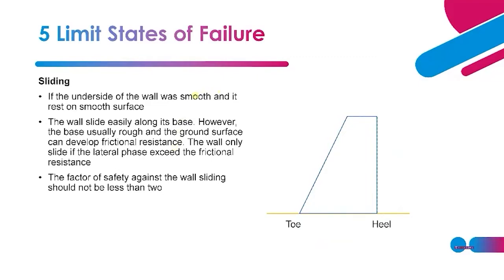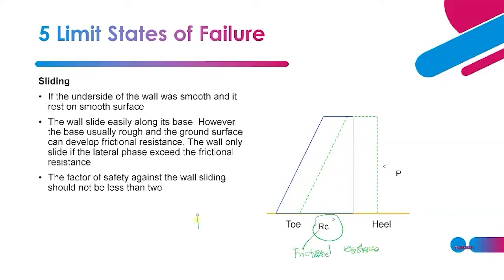If the underside of the wall was smooth and it rests on a smooth surface, here at the bottom, okay, just smooth, the wall slides easily along its base. So the wall will slide. Okay, how does it slide? You put a force there, or we call it pressure here, and the wall will slide. The wall only slides if the lateral force exceeds the frictional resistance. RC here is frictional resistance. If P is more than RC, it will slide.